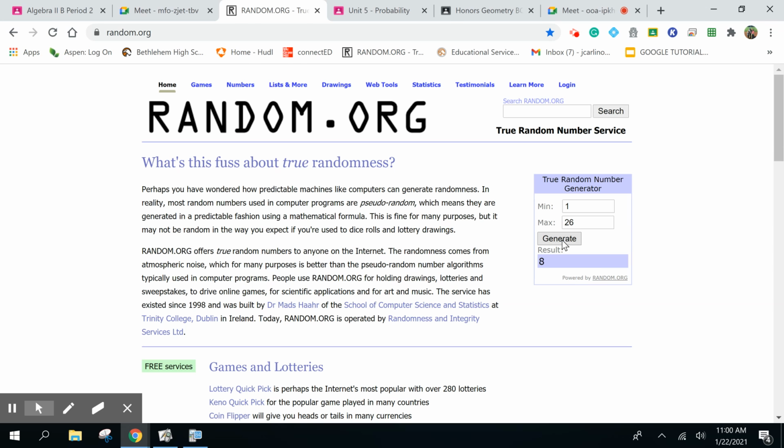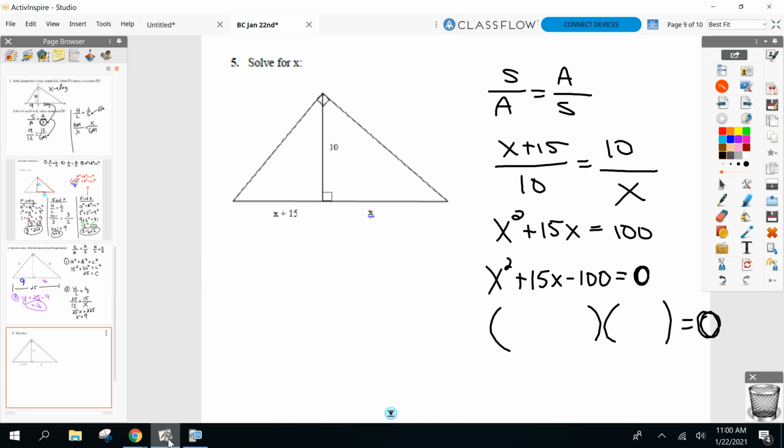Ryan, anything coming to mind? 20 and 5. Good job. The numbers were 20 and 5. Perfect. 20 and 5 multiply to 100, and they're 15 apart. I have to put plus 20 and minus 5 to make sure they add to 15. All right, you guys know the last step, right? Set each of them equal to 0, and let's solve this.